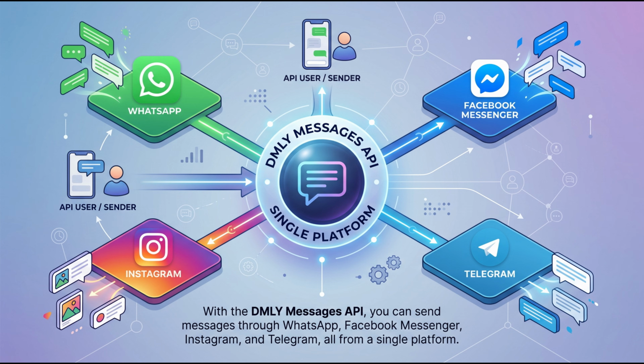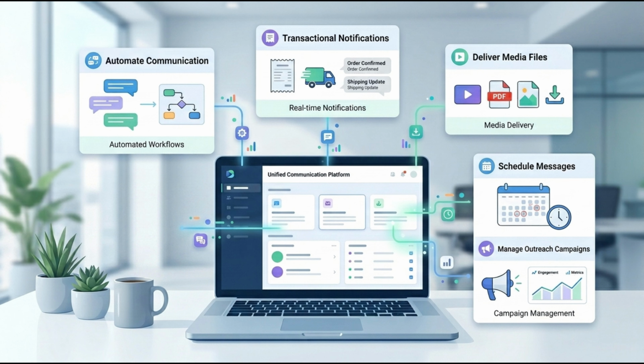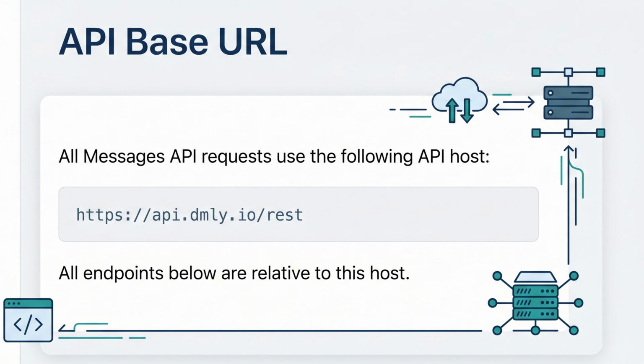With the DMLY Messages API, you can send messages through WhatsApp, Facebook Messenger, Instagram, and Telegram, all from a single platform. This makes it easy to automate customer communication, send transactional notifications, deliver media files, schedule messages, and manage outreach campaigns. API Base URL. All Messages API requests use the following API host.